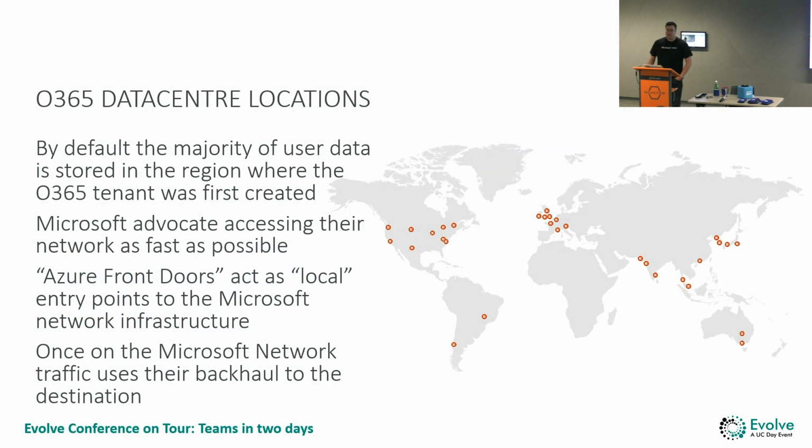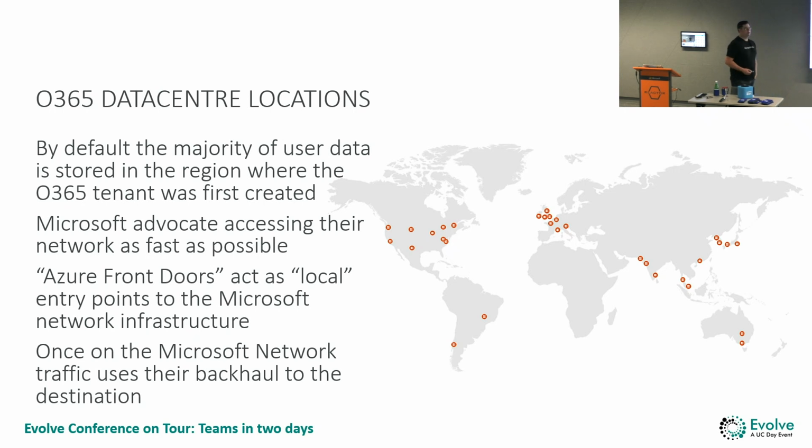Okay, so networking. Office 365 data is generally stored in the location that your tenant was created in. This is less relevant for Teams, as we'll see, because Teams meetings can float around the world depending on who opens the meeting. But it's important that we understand this notion of having Azure front doors. So they're dotted around the world. It's quite hard to actually get a definitive list of where they are. It's not necessarily where there are Azure data centers themselves.